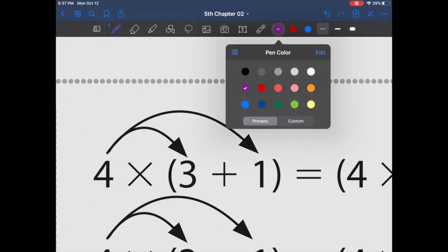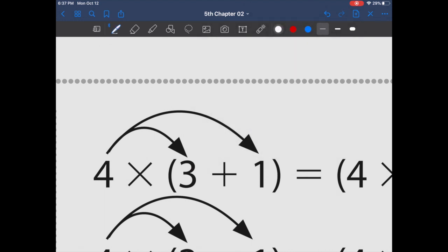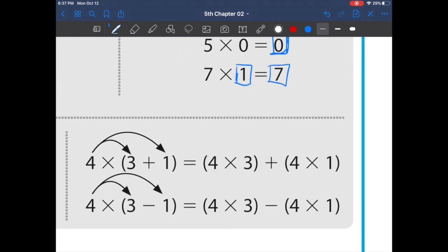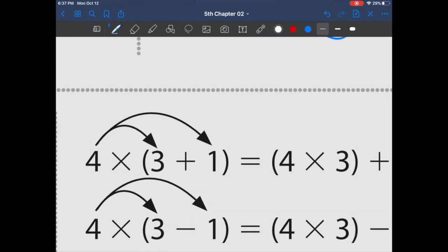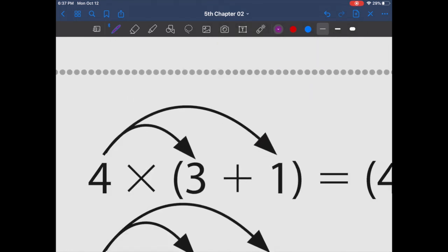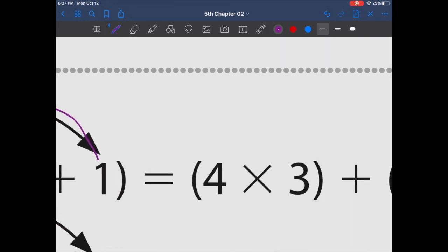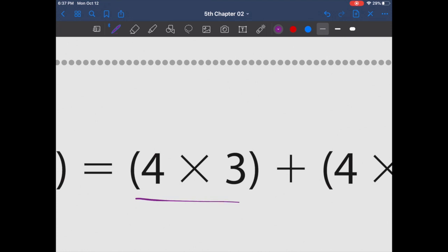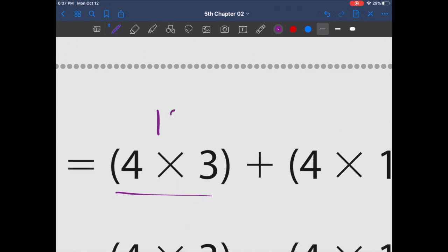Well, what happens if we didn't have parentheses? Would our answer still be the same? Let's see. Or sorry, that's not what I meant. What I actually meant is we want to distribute this. So remember, we said rainbows mean multiplication, right? So that would be 4 times 3 and then 4 times 1. Because that's going to get us the exact same answer.